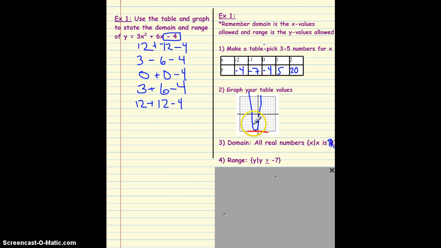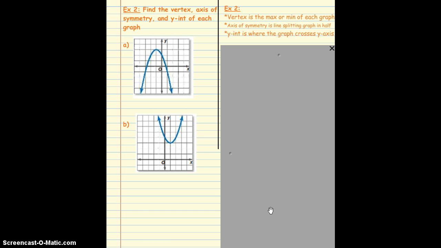So that means all of our y values are going to be bigger. So y is going to be greater than or equal to -7. That point right down here at the bottom. All right, moving on to example 2.